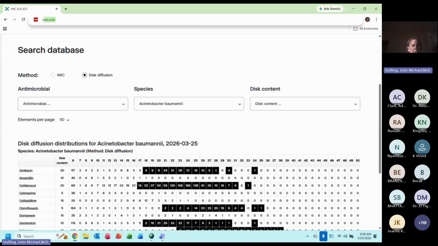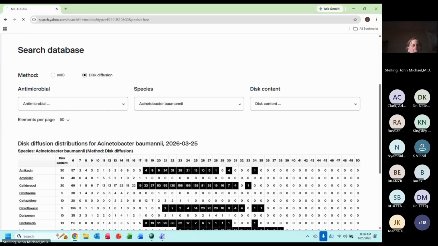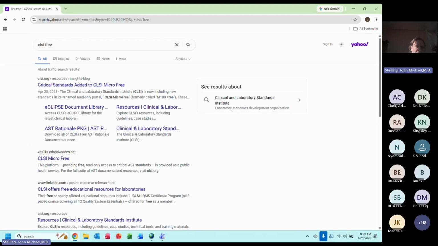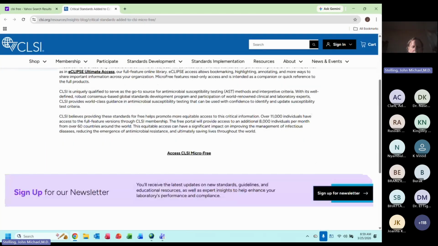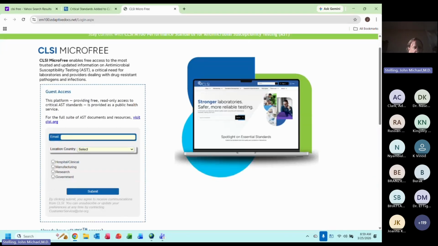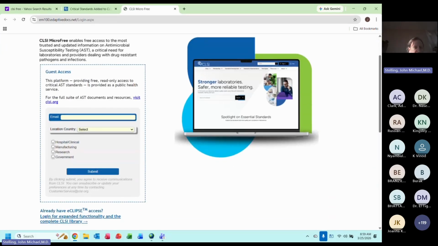Okay, let me go to CLSI Free. And they have also reorganized their website. It's in here somewhere. Access CLSI Micro Free. And submit for the full submit.